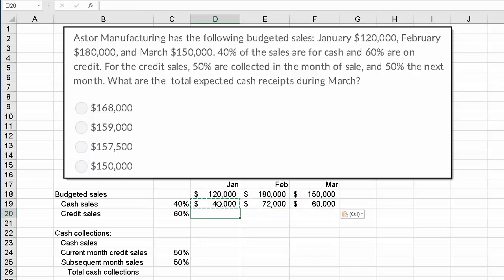Okay, and then I can do the same thing for the 60%. Now this time, I guess I could have locked in the top one as well, but I didn't do that. We'll just do it a slower way. So we got the C there, copy that over. And now I know my cash sales and my credit sales of the budgeted sales per month.